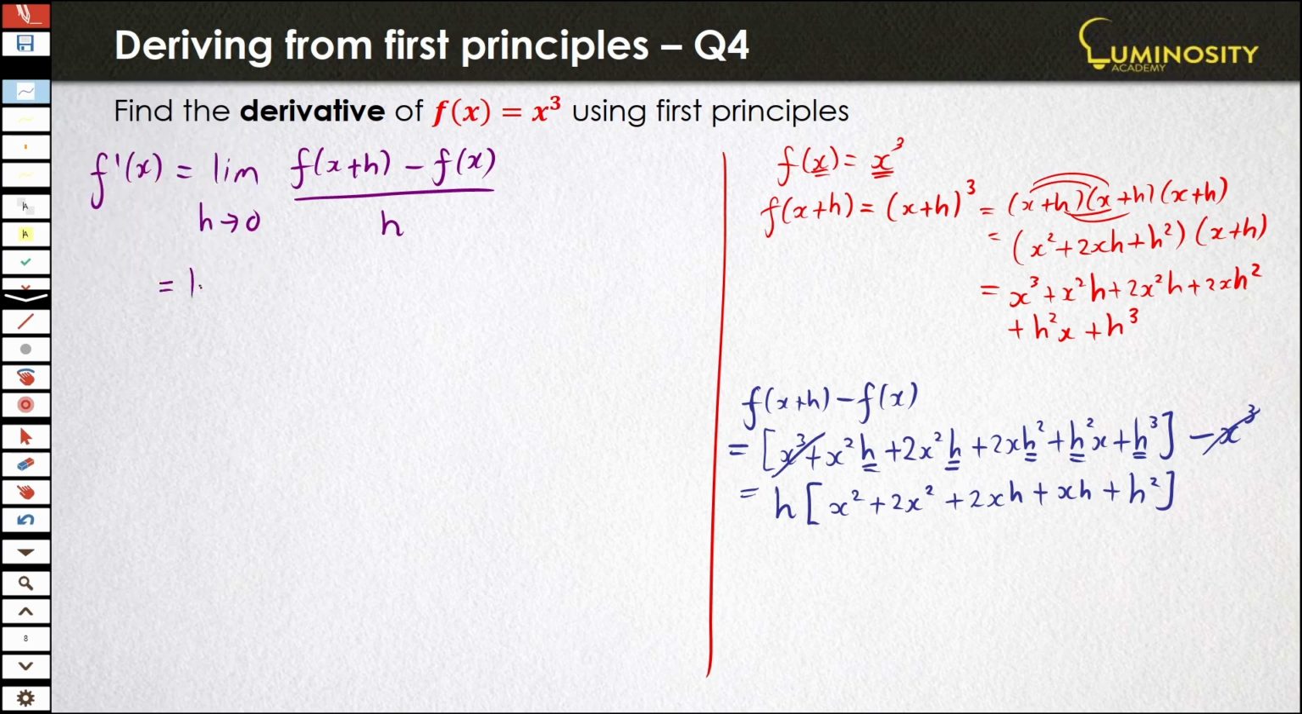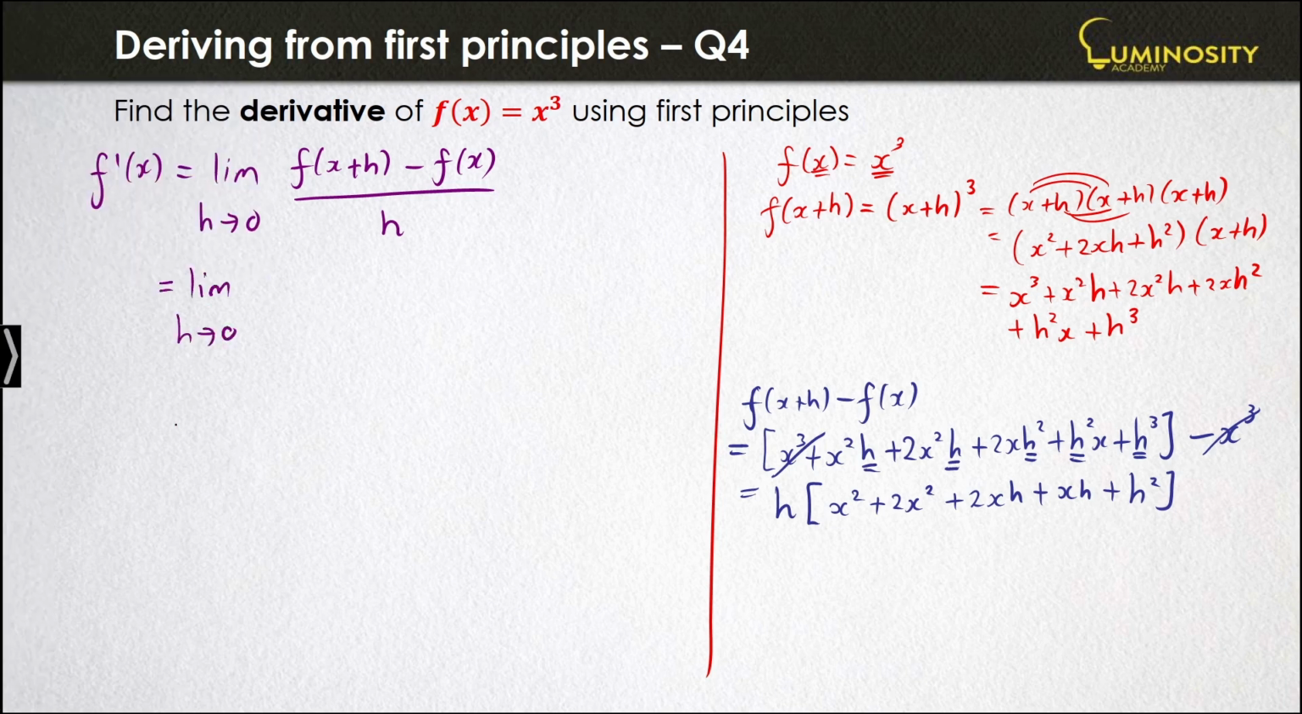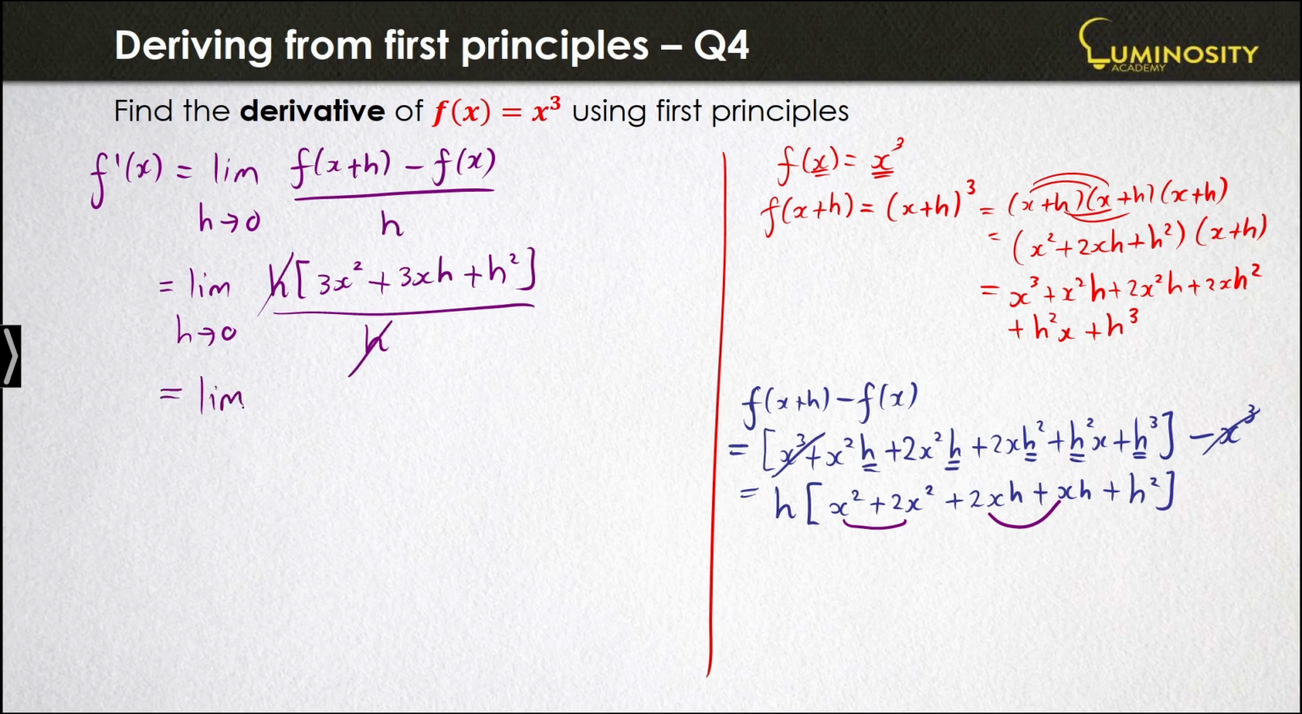So we have equals to the limit as h approaches 0 of h times, so x squared plus 2x squared, that's 3x squared. Okay, 2xh plus xh, that's 3xh. And then plus h squared, all over h. Now, these h's will cancel from each other in the numerator and denominator, and we're left with the limit as h approaches 0 of 3x squared plus 3xh plus h squared. So you can see you've got to keep writing that limit notation until you evaluate the limit, which is what we're going to do now.